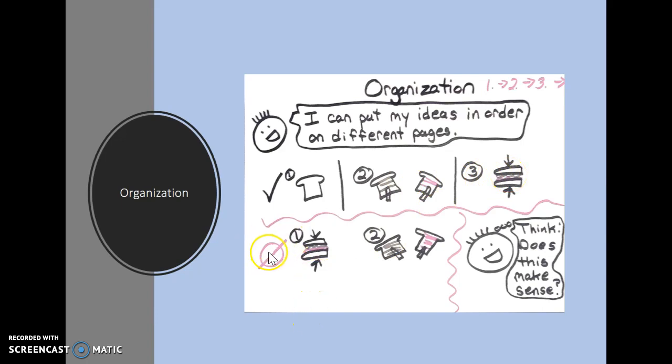But we wouldn't make a peanut butter and jelly sandwich by starting with the page that says squish it together, and then on the second page we talk about putting peanut butter and jelly on the bread. You got to put the peanut butter and jelly on the bread first, and then you squish it together. So you got to think to yourself, do my steps make sense?